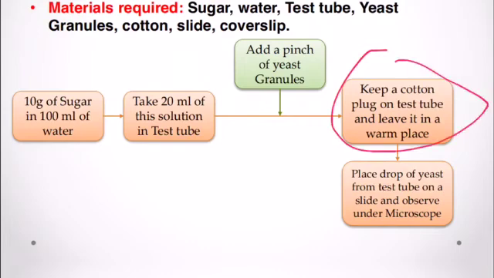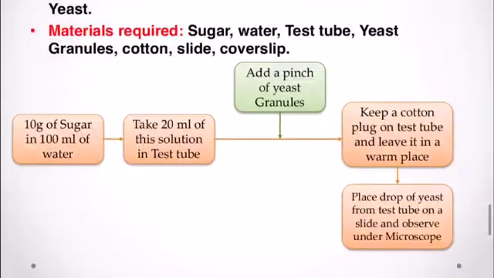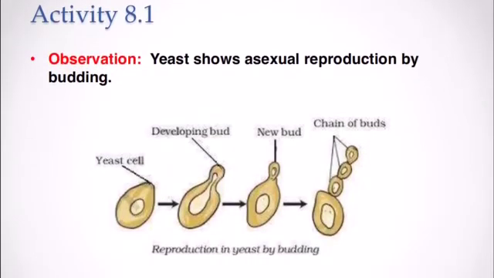गर्म जगह पे हमें रखना है ताकि yeast multiply हो सके. Place a drop of yeast from the test tube on a slide and observe under the microscope. So he is saying what you will observe. What you will observe? Observation में ये आपको दिखेगा. He is saying yeast shows asexual reproduction by budding.